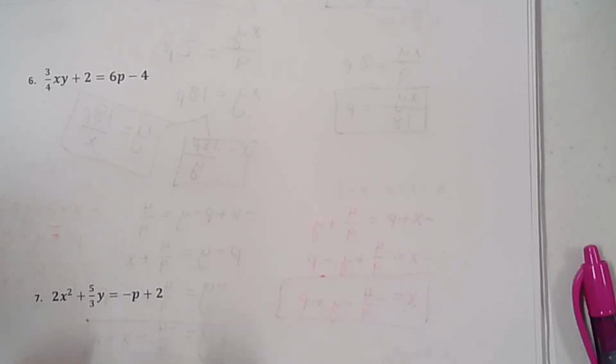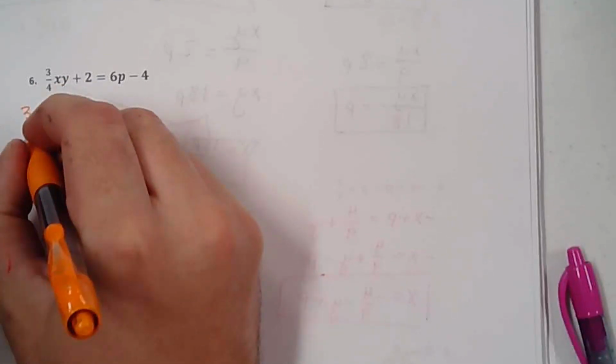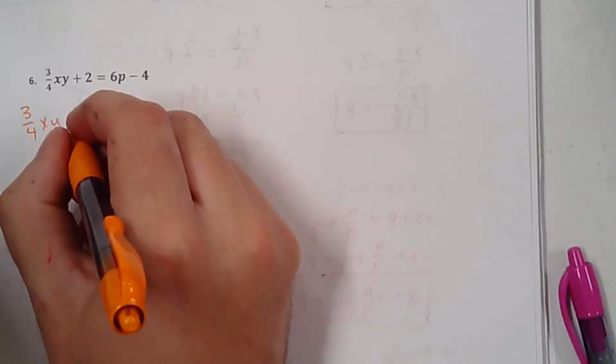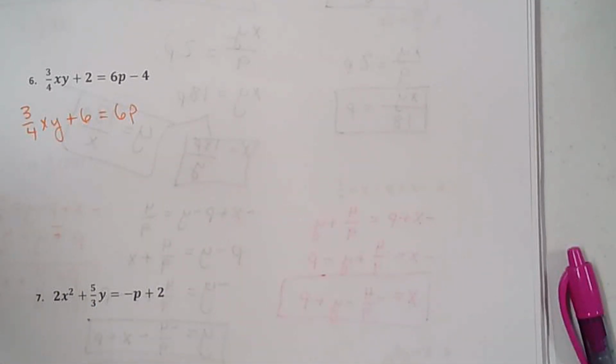All right, so this one. Let's get p on its own first. That looks the easiest to me. So we add 4, so we have 3/4 xy plus 6 now equals 6p. And now how do we separate the 6 from the p? Divide by 6 to everything.